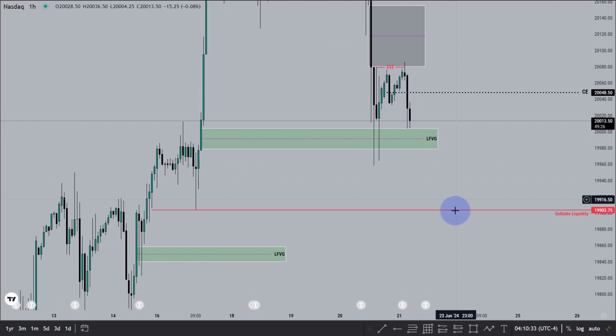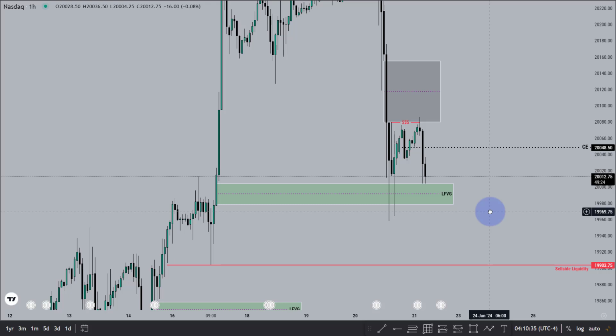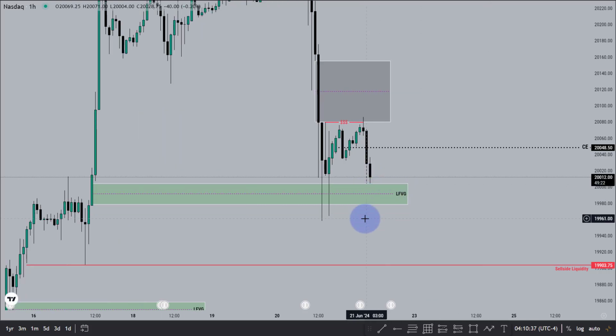How far can it fall? For this sell side liquidity. At the same time, it can make the new sell side liquidity around that area. It can do that as well. Why? Because this is the London session. London session makes the liquidity or it takes the liquidity. Now above here, it didn't make the liquidity, but here it can make the liquidity. Here it has taken the liquidity. It can make the liquidity here.